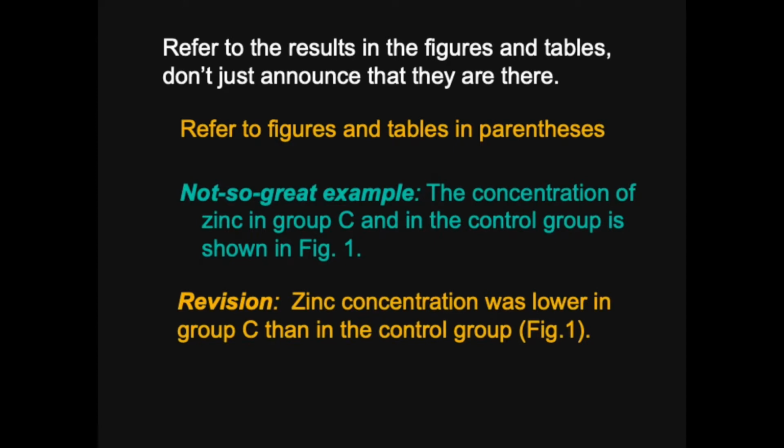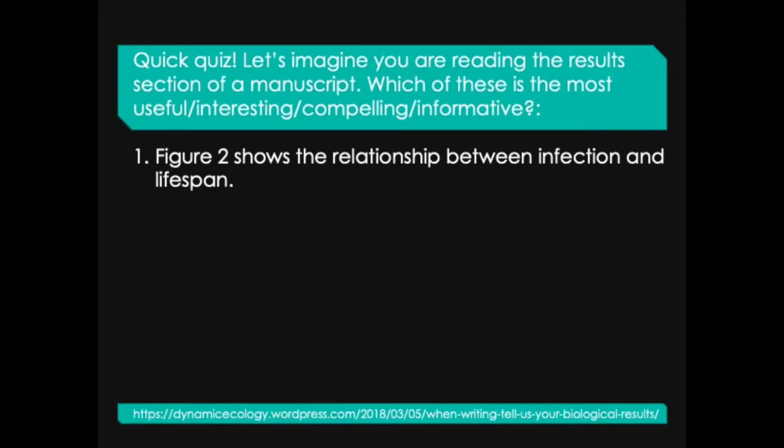So what I've done here is I've given a result and then told the readers where they could see the figure that contains that result. So do you see the difference between announcing and incorporating the reference to the figure in a result? This slide is adapted from a post I saw on Twitter from the Dynamic Ecology blog.